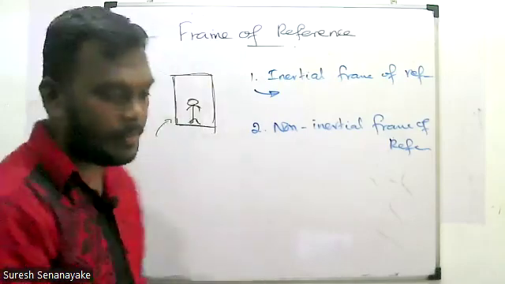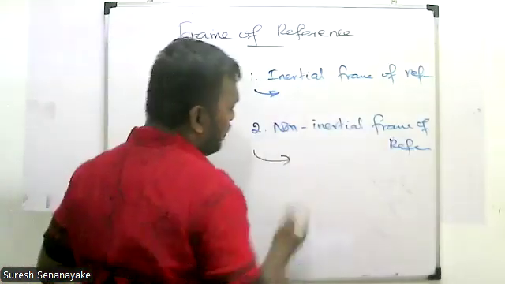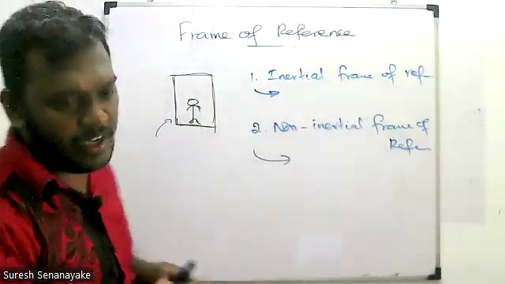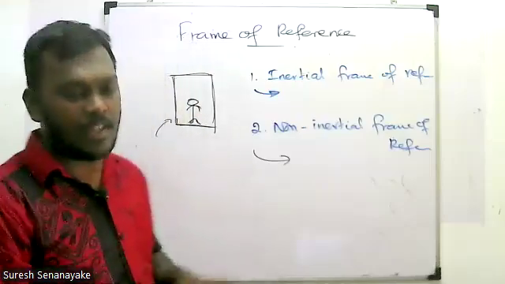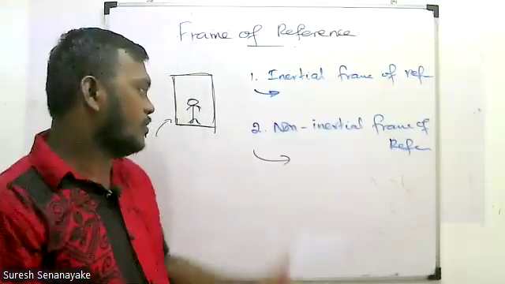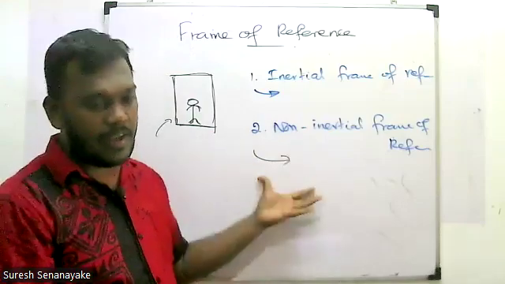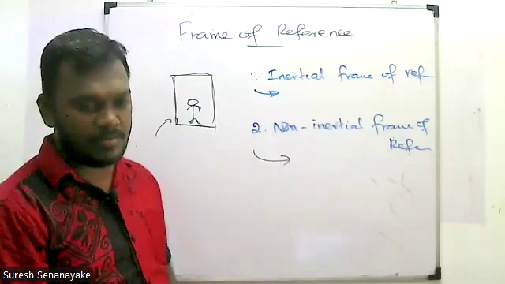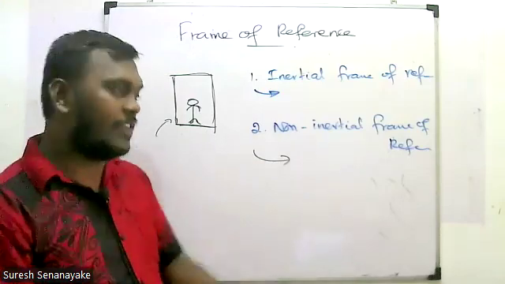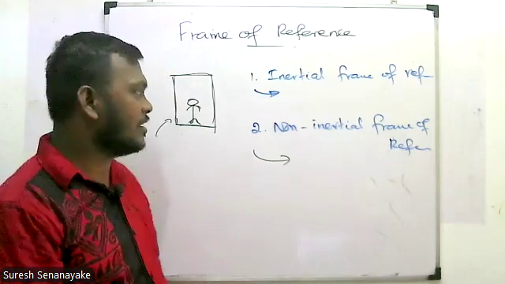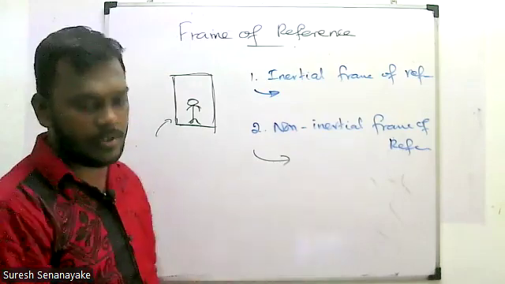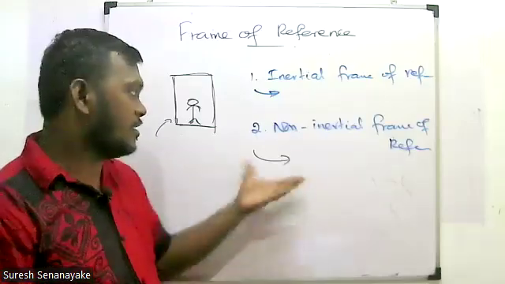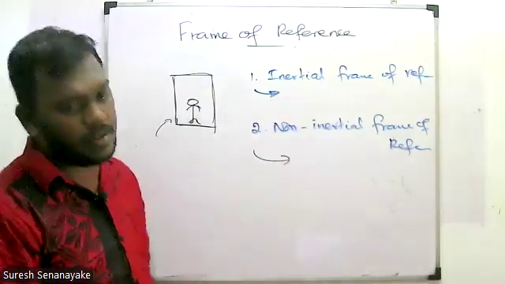The non-inertial frame of reference means the frame which is accelerating, right? It is accelerating, and its acceleration can also change from time to time. So Newton's laws of motion are not valid for observations taken from a non-inertial frame of reference. Any body or vehicle which is moving with some acceleration, we can consider as a non-inertial frame of reference. It is also important to know the definitions of these two.